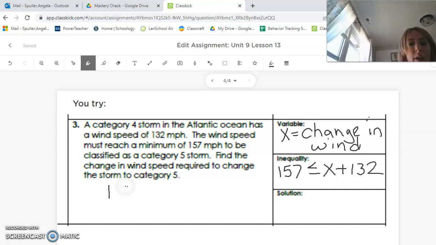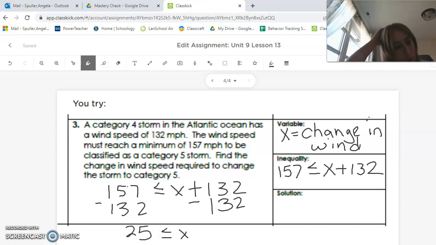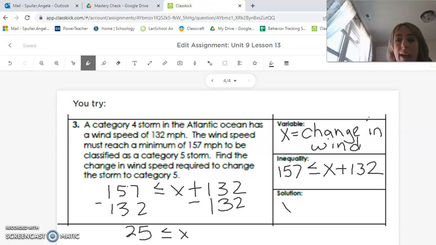Now, we're going to solve this. So 157 is less than or equal to X plus 132. We're going to subtract, do the inverse, do the opposite. So this is going to get me 25 is less than or equal to X. Now remember, I like to have it flipped so the variable's first. So I'm going to say X is greater than or equal to 25, because the greater has to face the X.